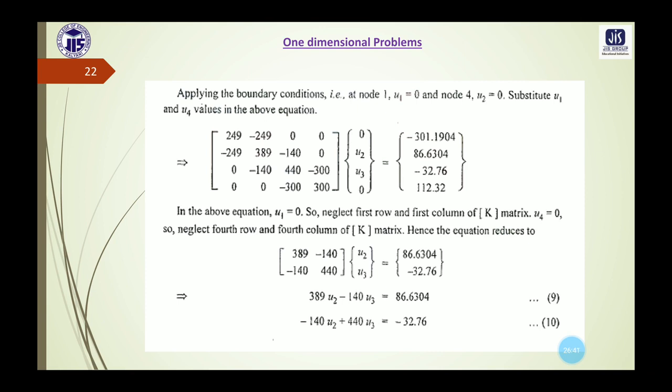So that means we need to substitute the value of u1 and u4 in the above equation. As u1 is 0, we can neglect the first row and first column of the K matrix, and as u4 is 0, we can again neglect the fourth row and fourth column of the K matrix. The equation is reduced in this manner now, and finally we are getting equations number 9 and 10.